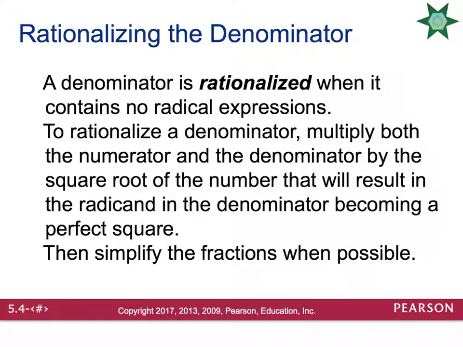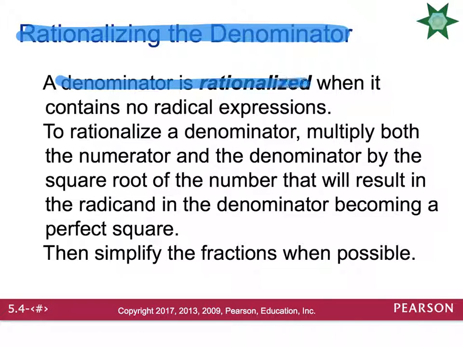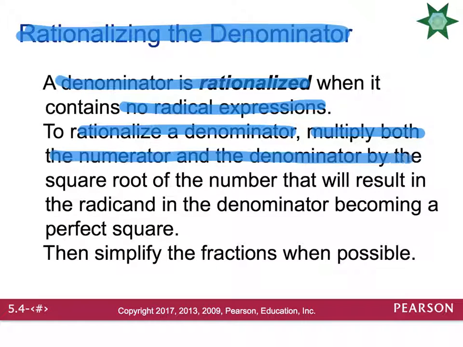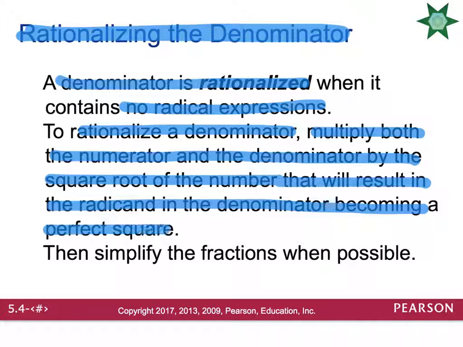Now we're going to talk about the concept of rationalizing our denominator. A denominator is rationalized when it has no radical expressions. In other words, we don't want radicals or square roots in our denominator. To rationalize it, we multiply both the numerator and the denominator, both parts of the fraction, by the square root of the number. That results in the radicand in the denominator becoming a perfect square. In other words, it goes away. Then simplify the fractions when possible.